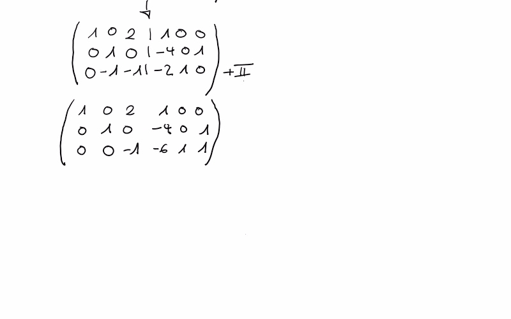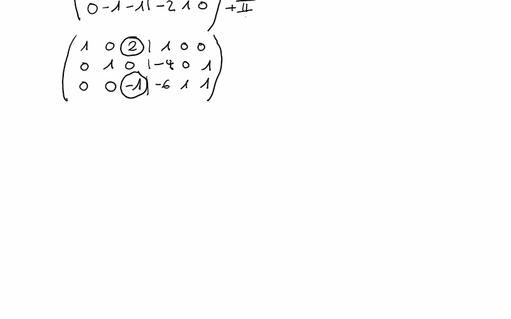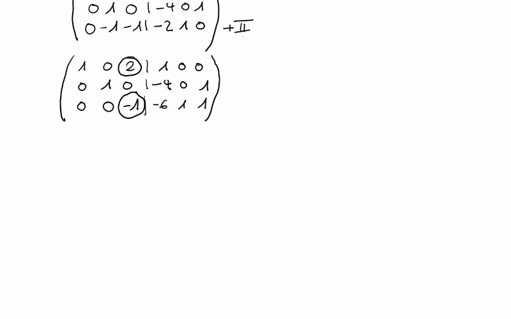Good, so now we are almost there, but there are still two problems. We have a 2 here that needs to be a 0, and we have a minus 1 here that needs to be a 1. So what we can do is, of course, add twice the third row to the first row, which then gets the 2 out of the way.